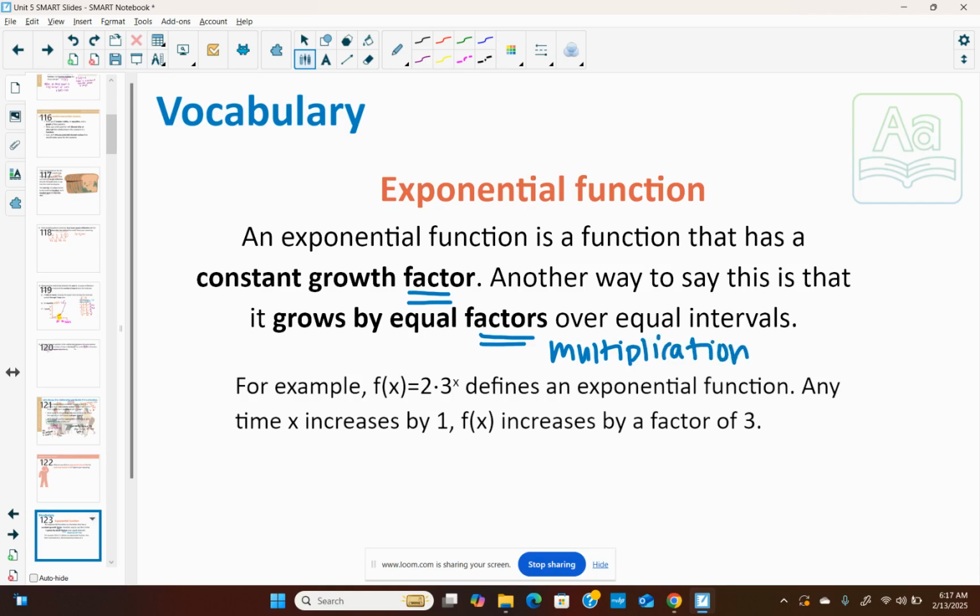Okay, so you're seeing it double, multiply by 2 every time, multiply by 3, multiply by 1.7, but it's got repeat multiplication. For example, f of x equals 2 times 3 to the x defines an exponential function. Anytime x increases by 1, f of x is multiplied by 3, because remember that the base of your exponent is your growth factor.